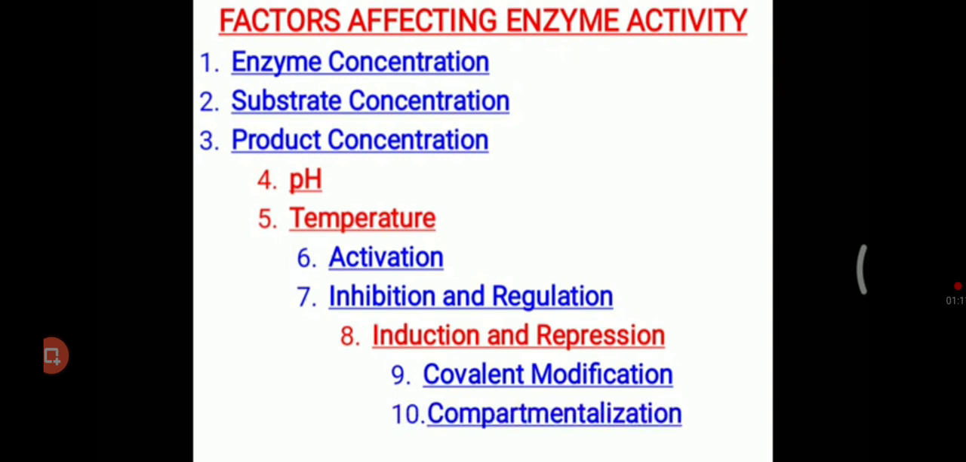And lastly, compartmentalization. You have already seen that some enzymes are present in the cytoplasm, some in the mitochondria, or some in the Golgi body. The presence of these different enzymes in the different compartments is also an important part of regulation of enzyme activity. So all these factors are important for enzyme activity. You have to remember enzyme, substrate, product, pH, temperature, activation, inhibition, induction, repression, further covalent modification, and compartmentalization. So these 10 factors are the most important for enzyme activity.